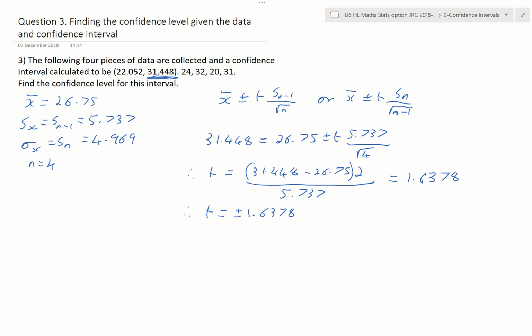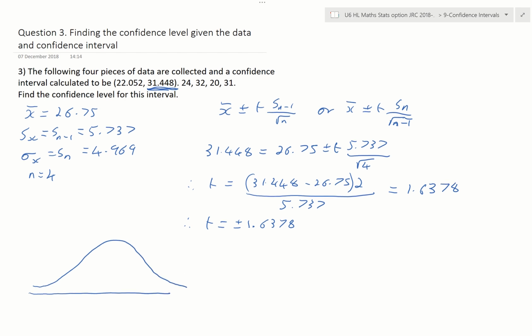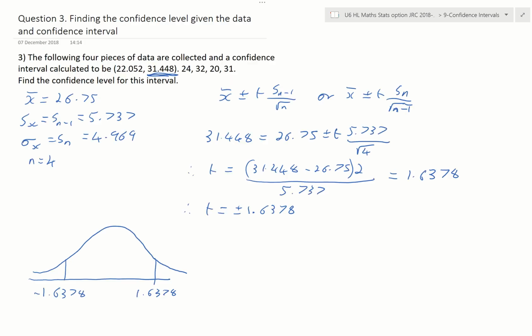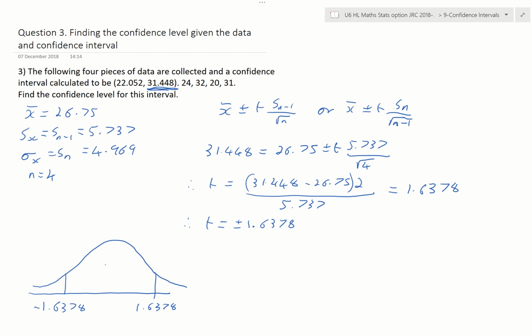So let's draw a picture of our t distribution. The t distribution will look like a normal distribution. What we're being told is we don't know the confidence level, but we do know there are two values here. On our original one, we know it goes from 22.052 to 31.448. But what we've done here is convert these values back into t values. So we know this goes from minus 1.6378 up to 1.6378. And we want to know what this area here is.